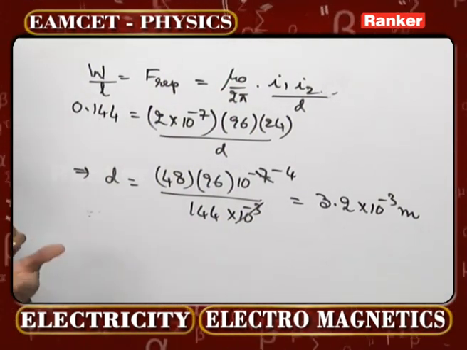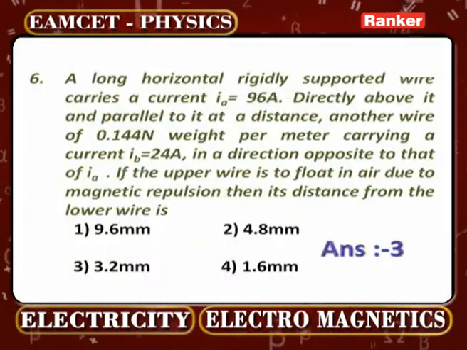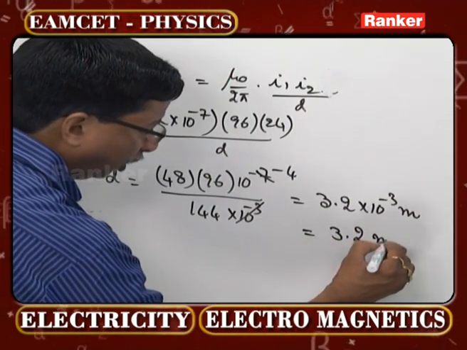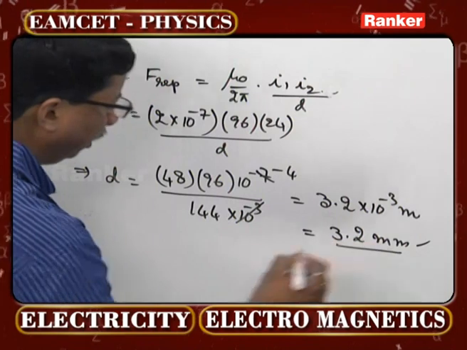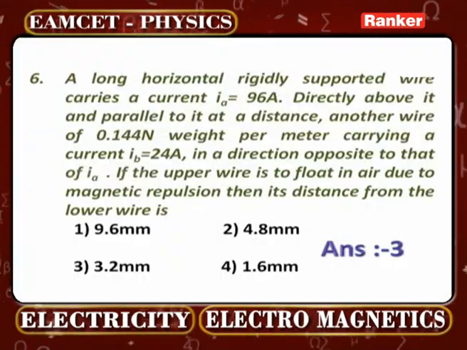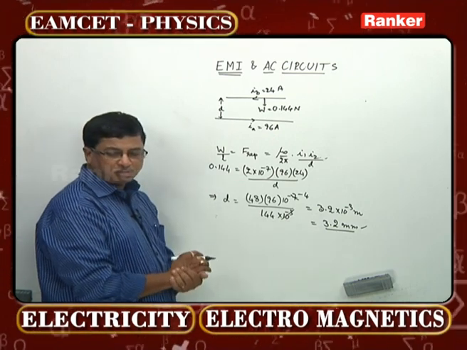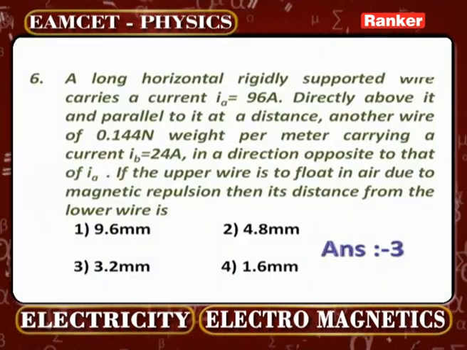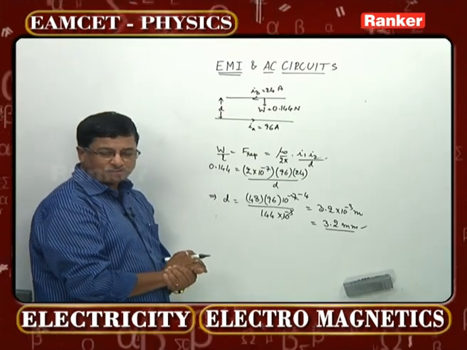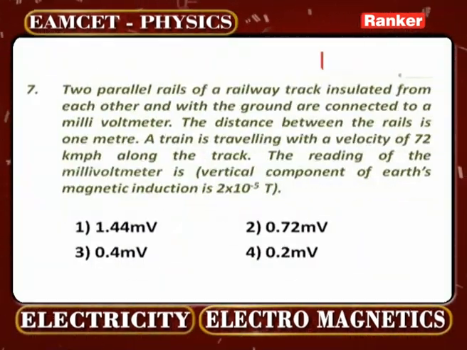But in fact the options are given in millimeter. Therefore if I multiply it by 1000, I will get 3.2 millimeter as such. So 3.2 millimeter corresponds to the third option for this particular problem number 6. One of the best models that we have here. Right. Look at the next one, that is problem number 7.